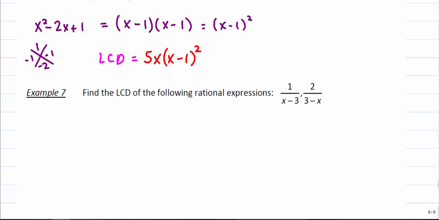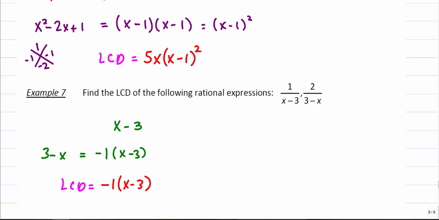Example 7, again, it's that tricky one where you have x minus 3, which is just x minus 3, right? I mean, that's all you can do with x minus 3. But 3 minus x, remember, can be written as negative 1 times x minus 3. And so here, my LCD would be negative 1, which is the most I see it is once, and then x minus 3. If it helps, I can write x minus 3 equals. So that's kind of weird.